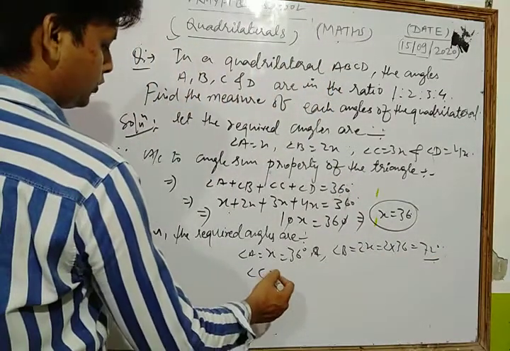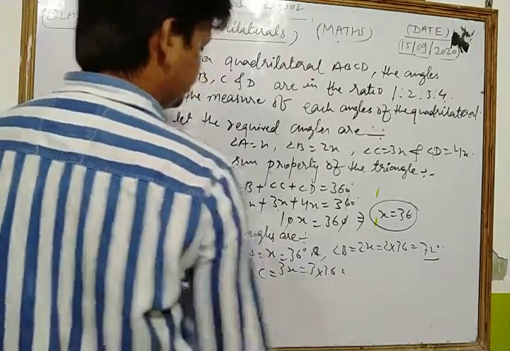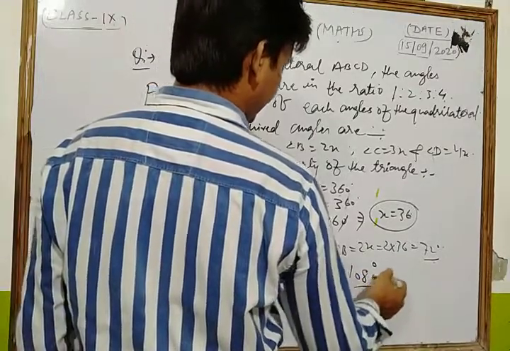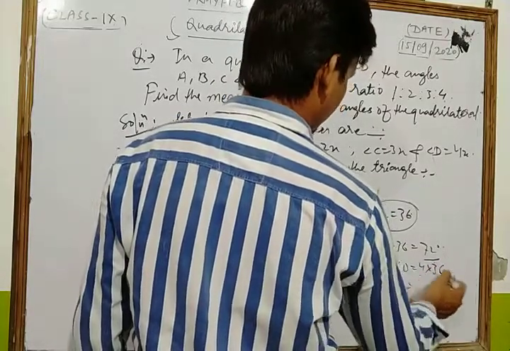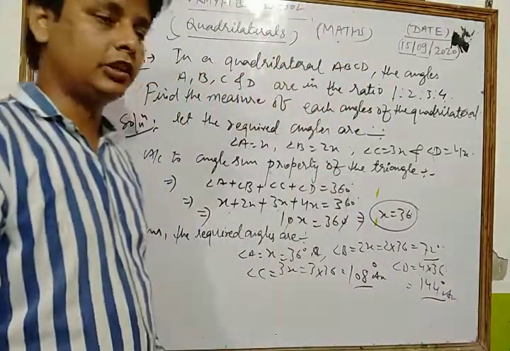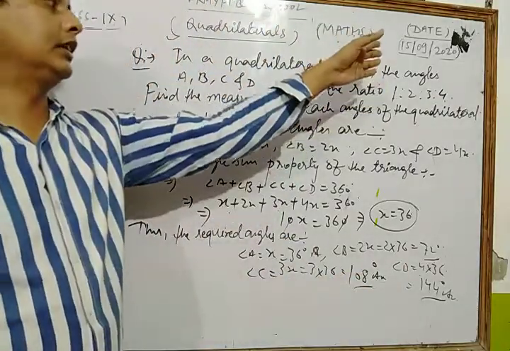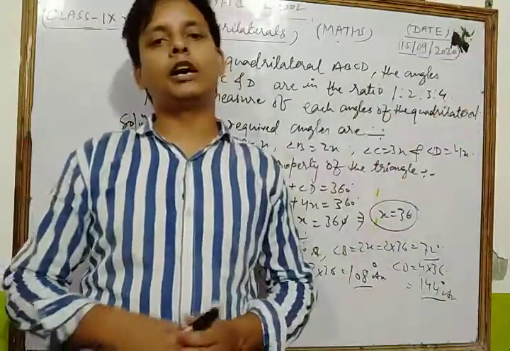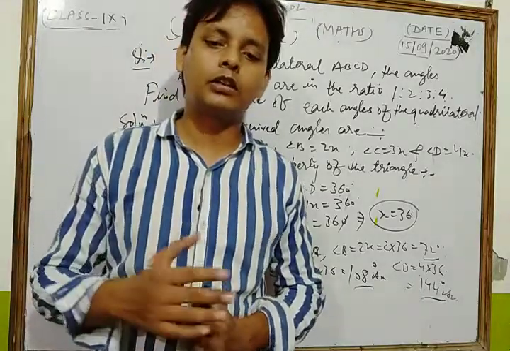Okay. Now angle C is what? Angle C means 3x. So 3 into 36 is 108 degrees. And angle D is what? 4 into x means 4 into 36, which is 144 degrees. So, thus, student, in this way, we can solve that type of question. First of all, we take the required angles of the quadrilateral as x, 2x, 3x, and 4x respectively. After that, we apply the angle sum property of the quadrilateral, and hence we get our results.